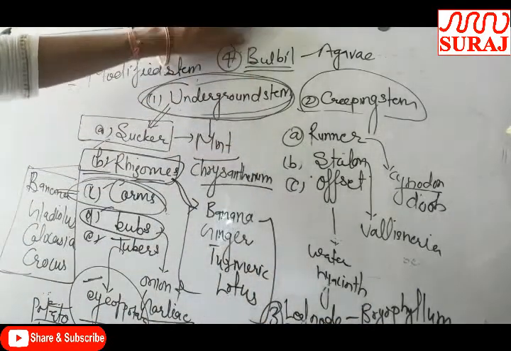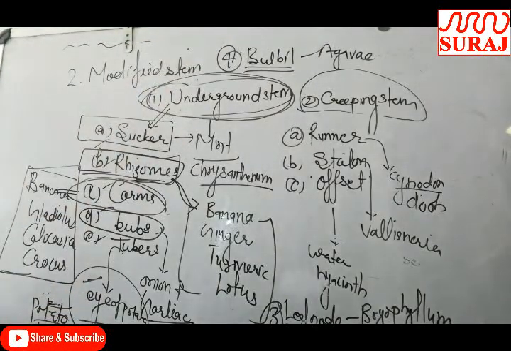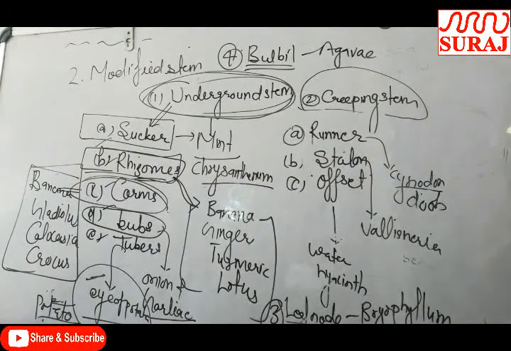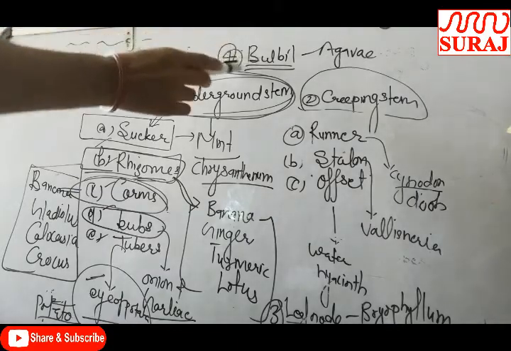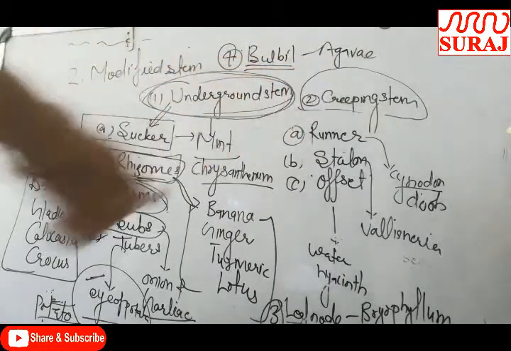Fourth is bulbil. These are the fleshy buds which are present on the axils of the foliage leaves. These arise from the foliage leaves and grow into a new plant, and are present in agave.